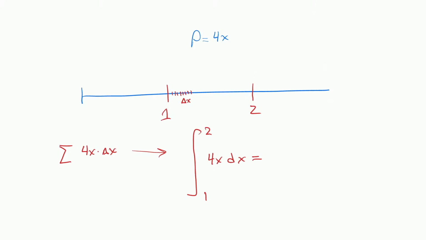So it's super easy. This really isn't too hard. I'll just do it for you. 2x squared evaluated from 1 to 2, which is equal to 8 minus 2, or 6. So there it is.